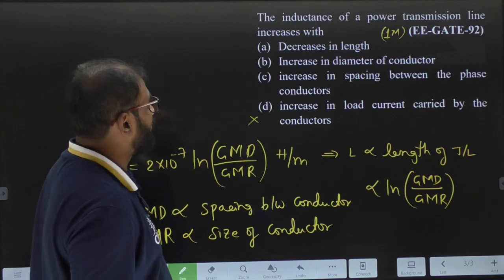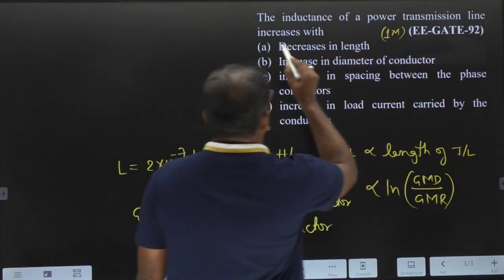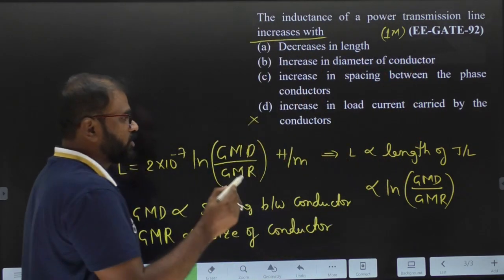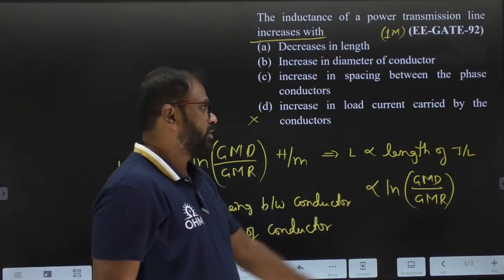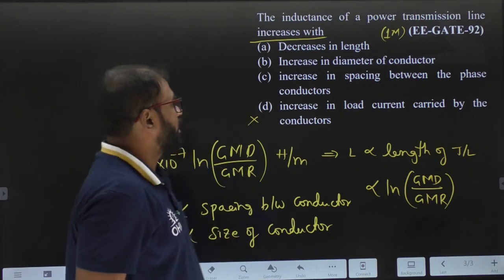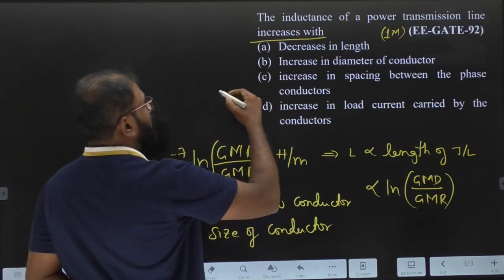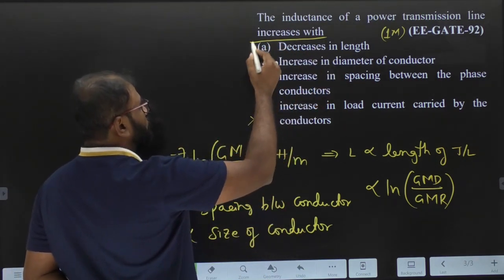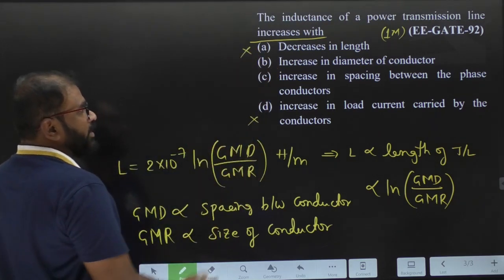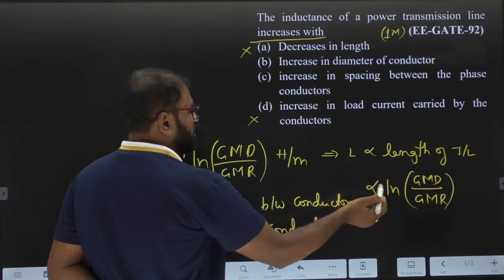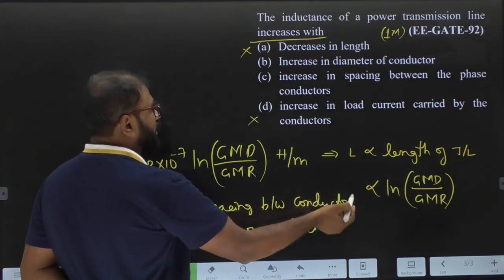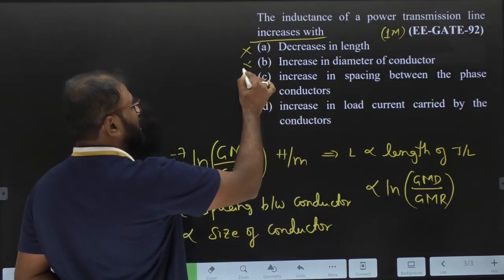But he has mentioned clearly, the inductance of a transmission line increases with what? Increase in GMD, or decrease in GMR, or increase in length of the line. But if you see option A, decrease in length, actually if there is a decrease in length, inductance will decrease but not increase. Increase in diameter of the conductor means GMR will increase, the ln function will decrease, inductance will decrease but not increase. So this is also not correct.